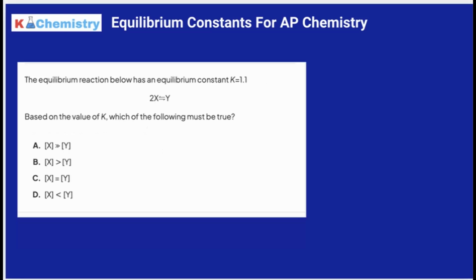Next question. The reaction below has an equilibrium constant K equal to 1.1. Based on the value of K, which of the following must be true? You are saying that the value is 1.1, which means that it is bigger than 1. We said that if it is bigger than 1, the products are more than the reactants. So Y is more than X. That's why the answer is D. All the other options show that either X is equal to Y or X is more than Y, which is incorrect. Otherwise, the number would be 10 to the power of some negative number, less than 1. Next question.